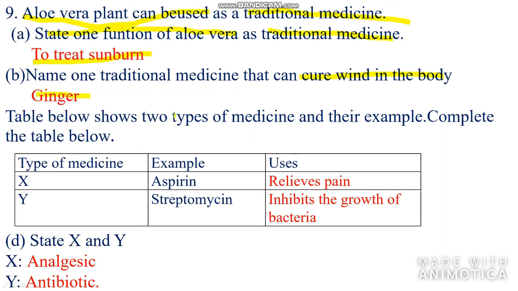The table below shows two types of medicine and the example. Complete the table below. So there are two types of medicine here, S and Y. The example of S is aspirin. Aspirin, as I mentioned before, is an analgesic. Streptomycin is used to destroy or inhibit the growth of bacteria, so it is an antibiotic. So what is the use of aspirin? It is used to relieve pain. What is the use of streptomycin as an antibiotic? It is used to inhibit the growth of bacteria.